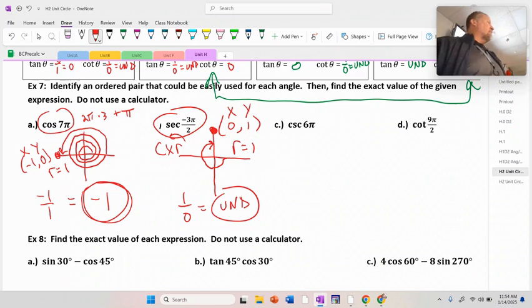Do I have to do 6? Where does 6 pi land? Up, down, right, left. Right. Let's speed this up. 1, 0, r equals 1.